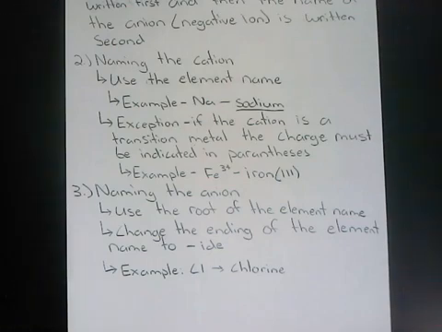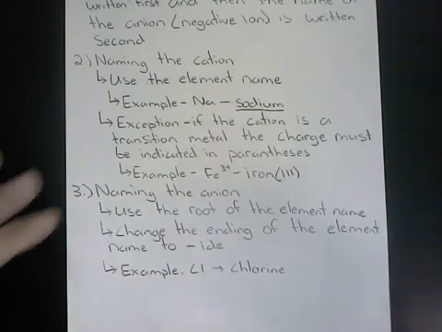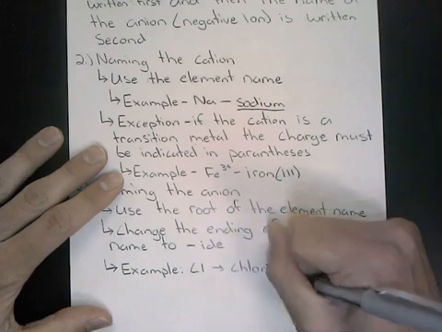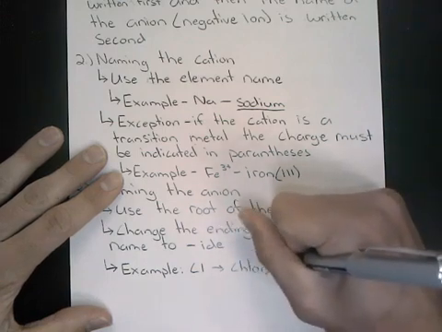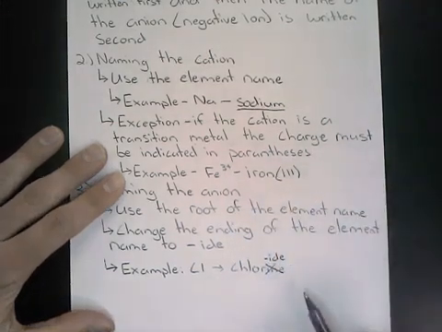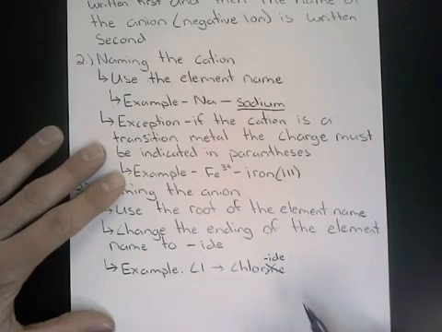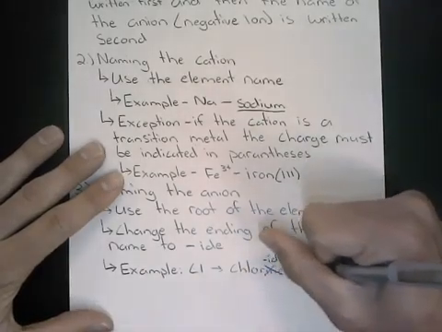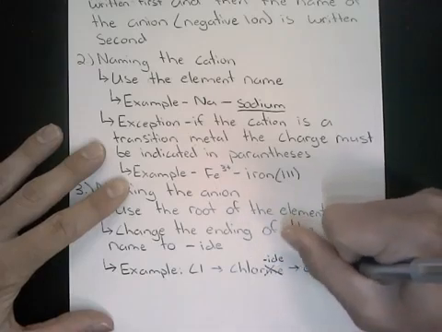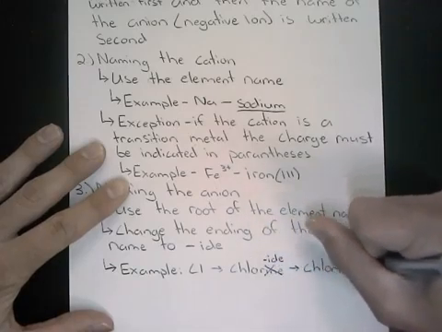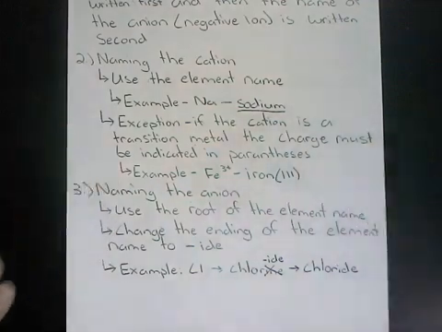Now, we need to chop off the ending so that we can put on the IDE ending. It's different for each and every element, but typically the last few letters, sometimes the last 3 letters, we chop off and we tack on IDE. So when we rewrite the name of this anion, it becomes chloride.